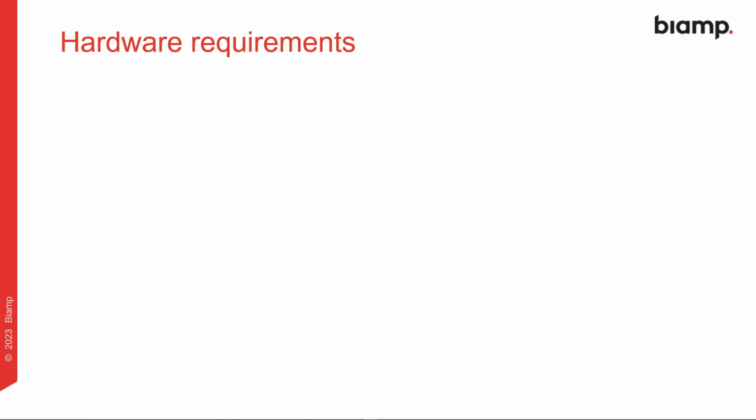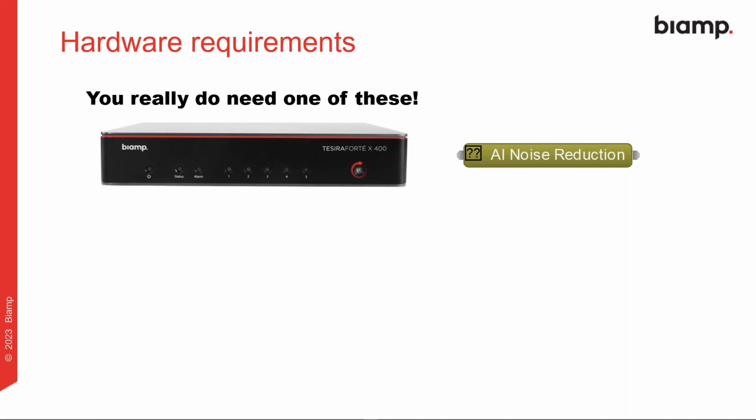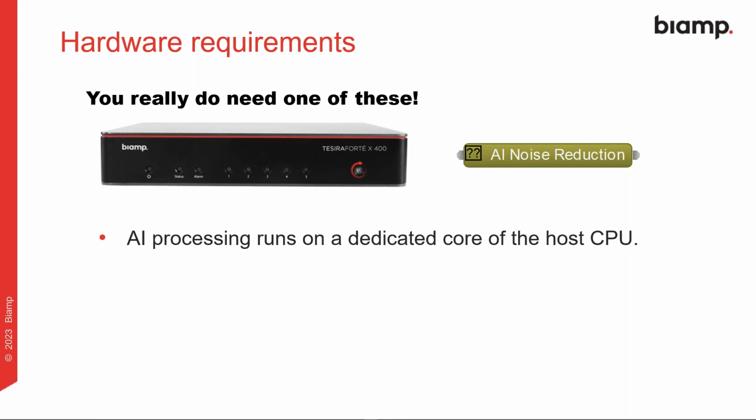What do you need to actually do this? Well, you really do need one of these. You can only use AI noise reduction when you have a Sierra Forte X processor. It is, of course, our flagship product, I guess. But the hardware that it's designed around is why you need one. And this is because the AI processing runs on a dedicated core inside the host CPU of the device. It's the same for any model: X400, 800, 1600. What that means is there is a one-to-one ratio between Forte X DSPs and AI noise reduction blocks.